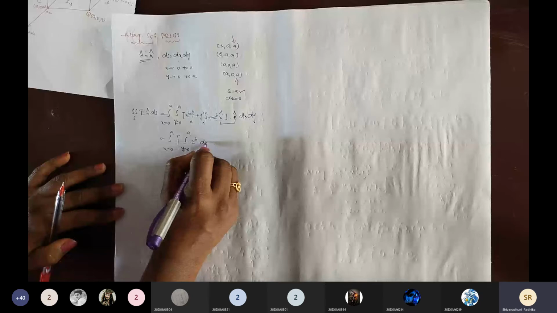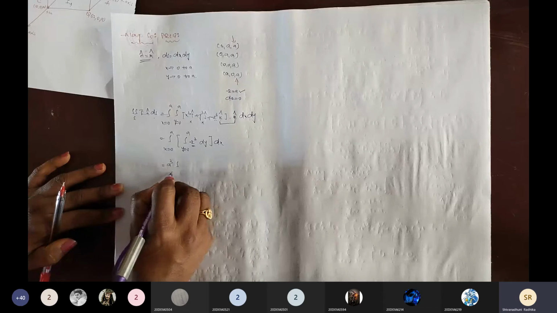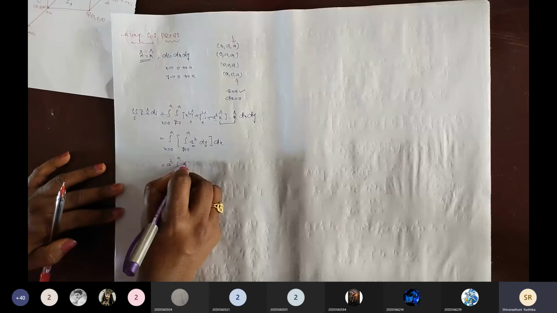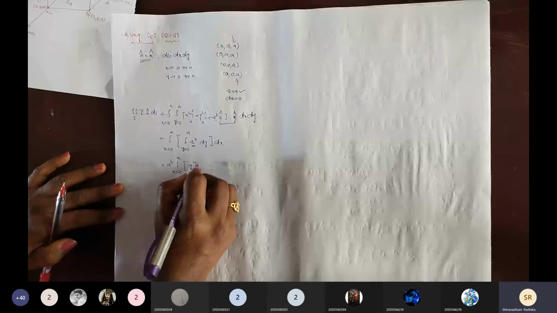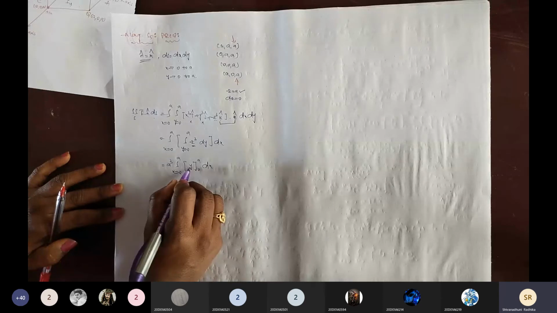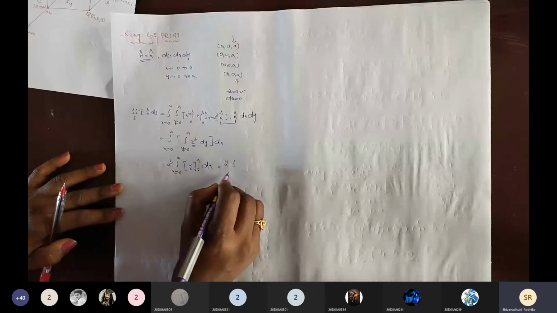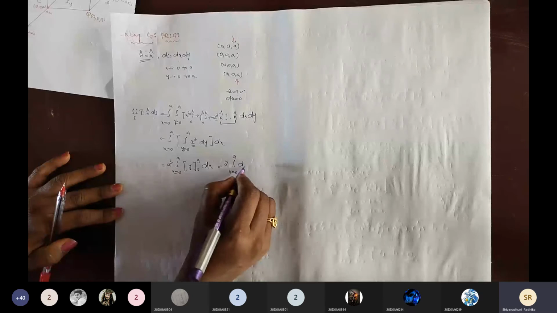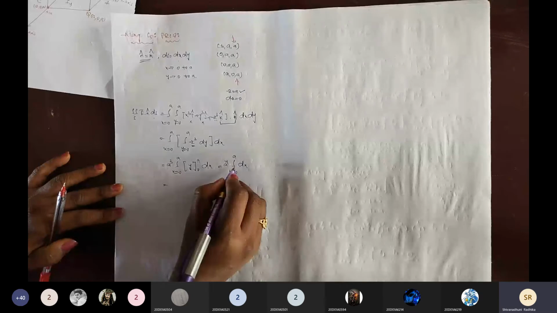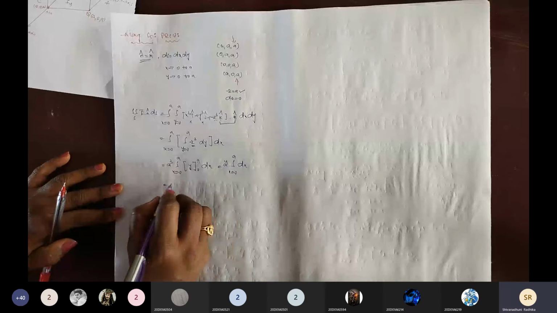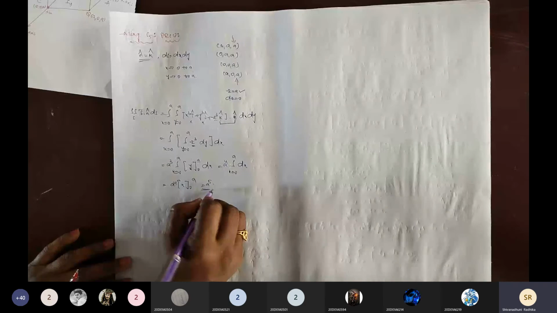By the substitution of z equals a, a cube is a constant. Integration x from 0 to a, the integration of dy is y from 0 to a, dx. By the substitution we get a into a power 3, which is a power 4, integration x from 0 to a dx. If we integrate this, the integration of dx is x, so a power 4 into x from 0 to a. Substituting the upper limit x equals a gives a power 5. So along S5 the answer is a power 5.